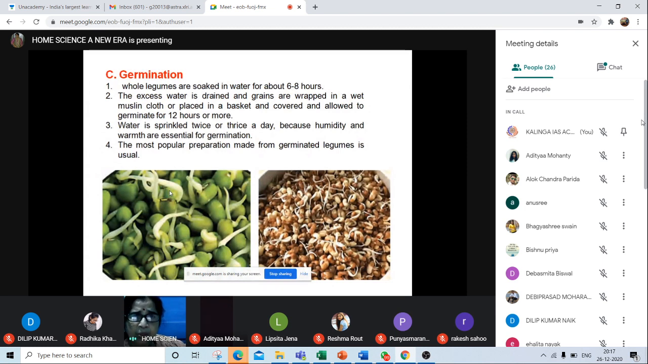The most popular preparation from the germinated legume is green gram salad, or it is also used for dressing of the salad. It is rich in vitamin C also, and we usually recommend it for the diabetes patient for easy digestion of the protein also.